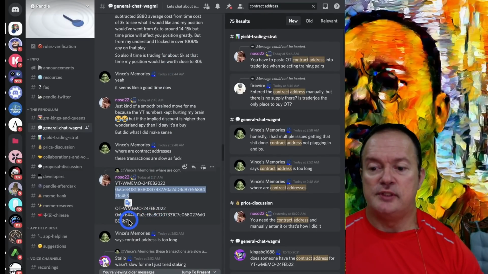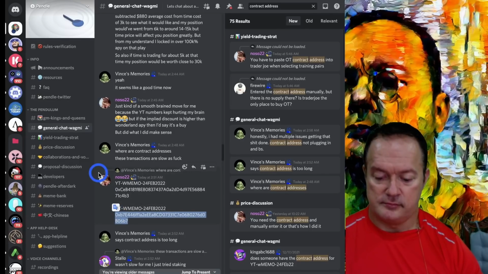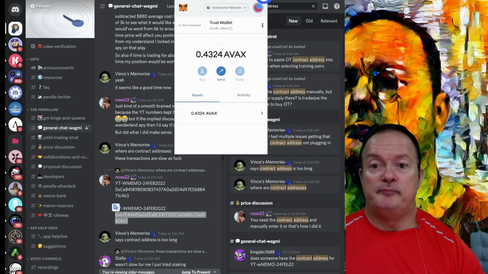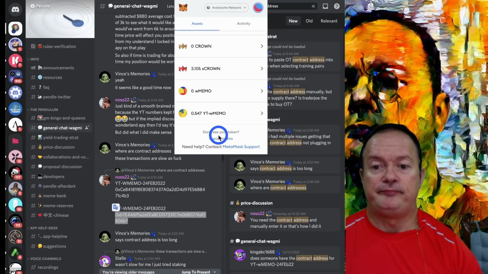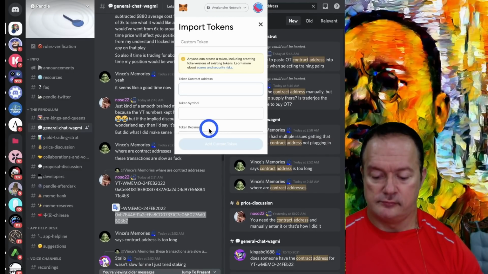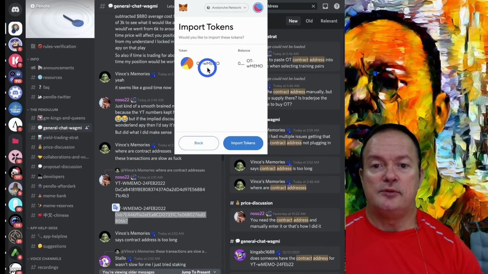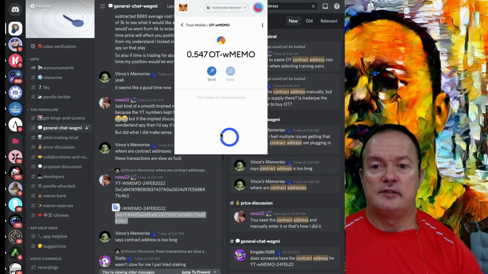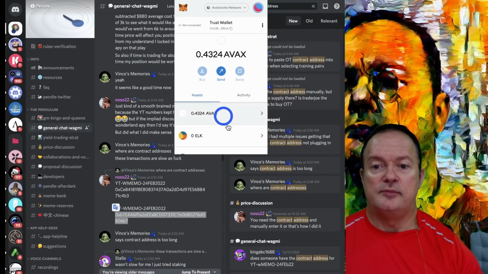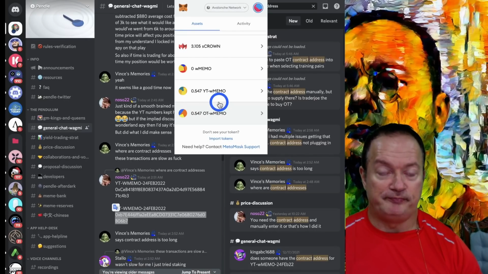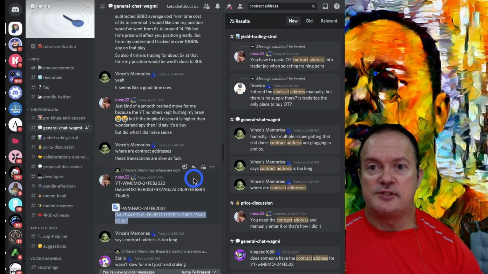So let's do the same for the other one. wMEMO. Come on. Let's go. Okay, so let's edit the name and make it shorter because it doesn't like long names. Now we've got the OT-wMEMO. Perfect. So if we go back to our assets, we have the two magic tokens from Pendle.